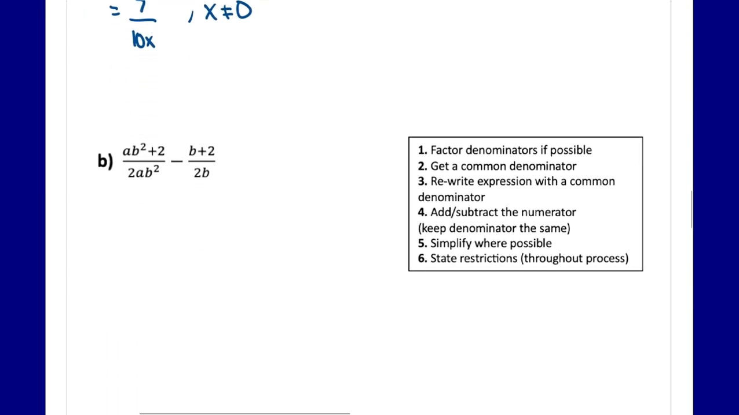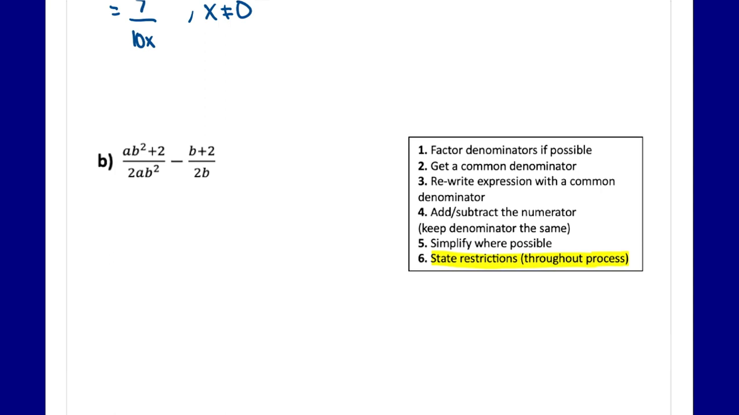For B, a little bit more complicated now, because we still have a monomial in the bottom, but it's more complex than just a coefficient and a variable. Now we have multiple variables and coefficients as well. But again, we have some steps. We want to look to see if we can factor. We want to get a common denominator. We want to rewrite the expression with a common denominator, add or subtract the numerators, then simplify. And again, the main thing is we want to state restrictions throughout the process. The above steps are just how to add fractions, essentially.